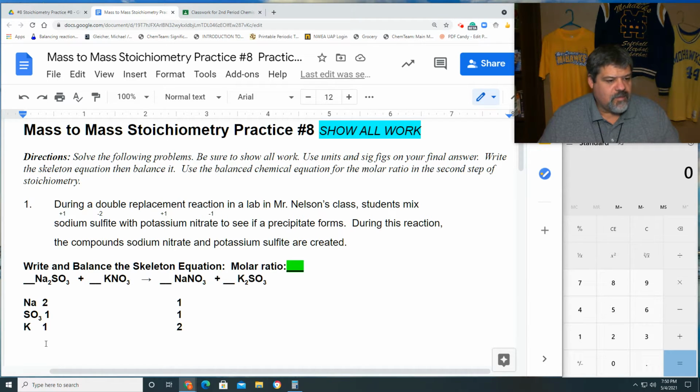Then we have our NO3. We have 1 on this side and 1 on that side. So we're good on those ones right now.